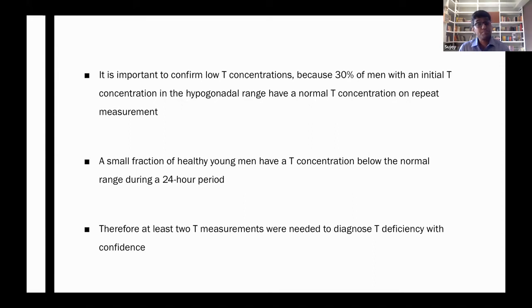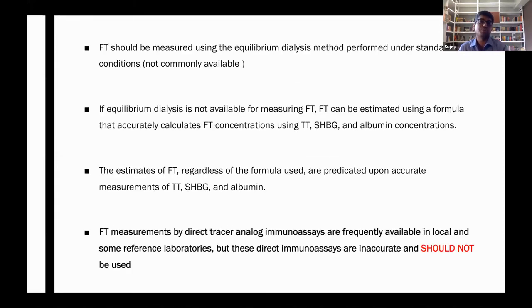And it's always important to confirm low testosterone levels, because 30% of men with an initial testosterone concentration in the hypogonadal range will have a normal testosterone level. So most of the time, the values that we see as low, and we jump to the conclusion that these guys have low testosterone, most of them will come back with a normal test report. Only a small fraction of healthy young men have a testosterone concentration below the normal range during a 24-hour period. So I would recommend doing 2 tests, at the proper time, in the proper manner that I've already talked about.